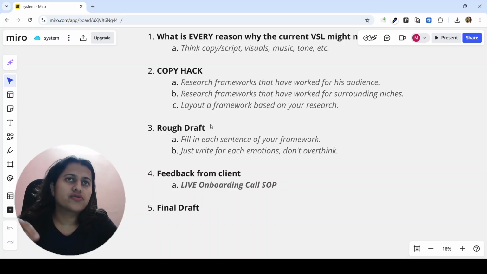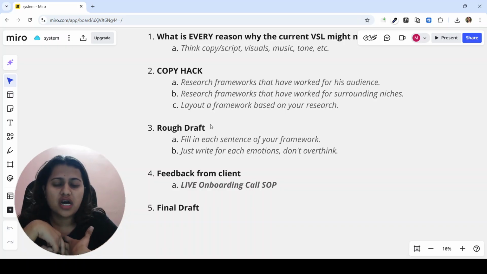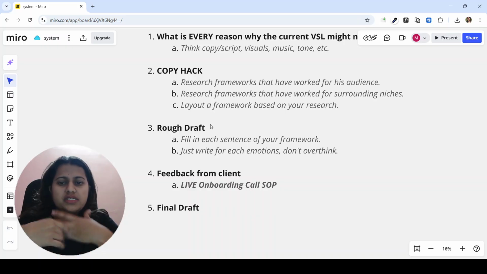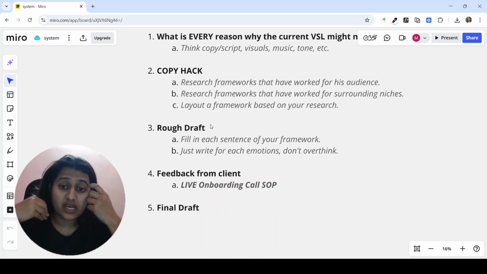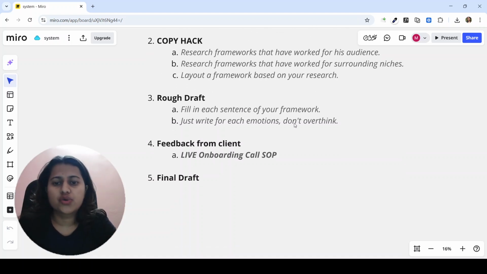Most copywriters end up overthinking how to start writing the copy. Even I used to be like that. But how to get over it is by starting with a rough draft and filling in sentences of your framework. Just write it, with the emotion, and don't overthink. And then feedback.